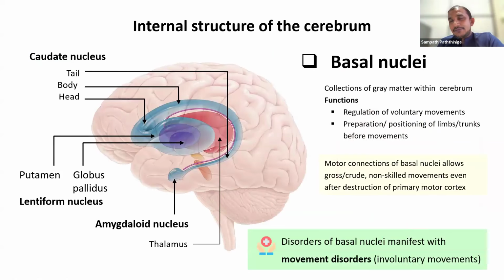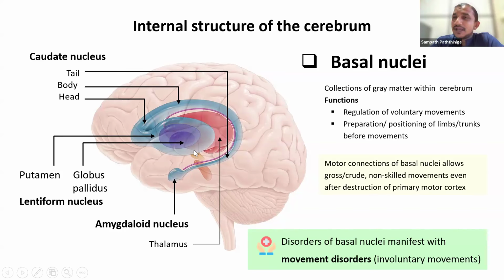And of course, within the cerebrum, we have the set of basal nuclei. So we have the large caudate nucleus, this bluish colored structure, which has a head, a body and a tail, which ends in the amygdaloid nucleus. Usually the basal nuclei are for involuntary kinds of movements. But the amygdaloid nucleus's main function is not movement, it is more towards emotions, because it is considered a part of a different system, which is known as the limbic system. So that is about the amygdaloid nucleus.